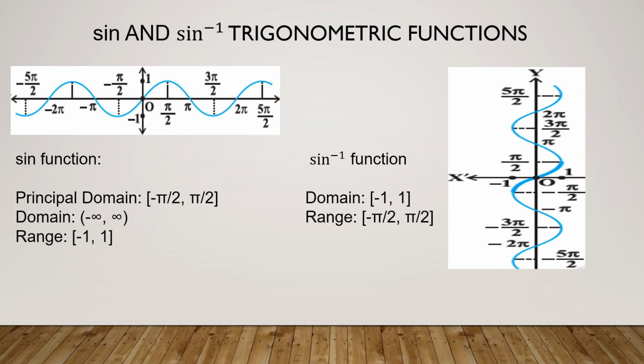Sine function, principal domain is minus pi by 2 to pi by 2, domain minus infinity to infinity, and range minus 1 to 1. And for sine inverse, it will be the reverse. The principal domain will become the range of sine inverse, minus pi by 2 to pi by 2, and the range minus 1 to 1 will be the domain of sine inverse, which is minus 1 to 1.